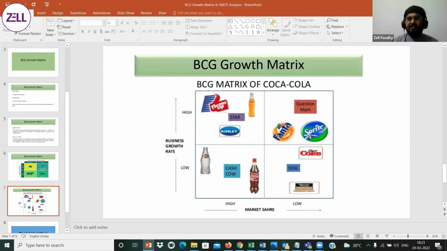But as a general thumb rule, we say you invest in the Stars first. If any money is left, you invest in the question marks, depending on how much money you have and how many products you can purchase out of that money. And then lastly, dogs, which are already eating your money. Unless you see great potential for it in the future, you sell it off. And that is how the BCG matrix of Coca-Cola, or the BCG matrix entirely, is presented.